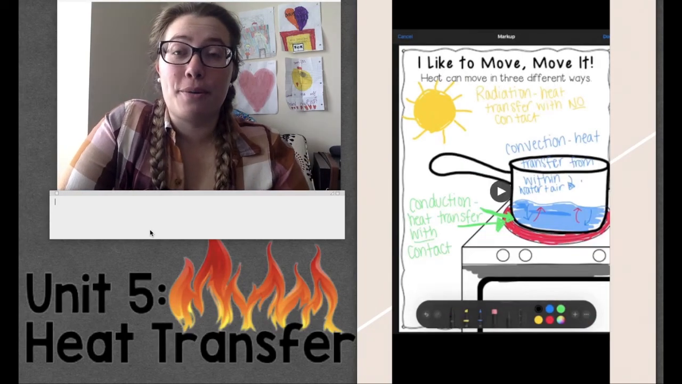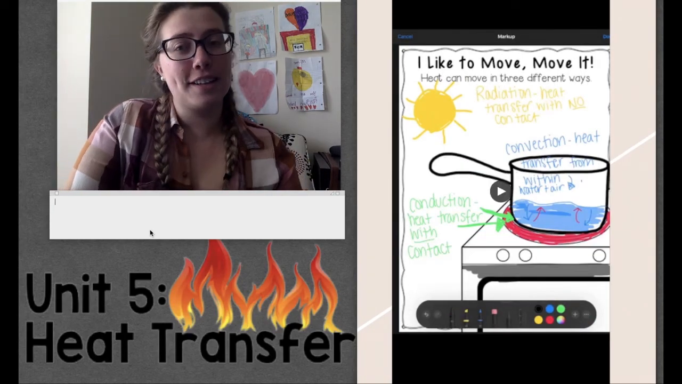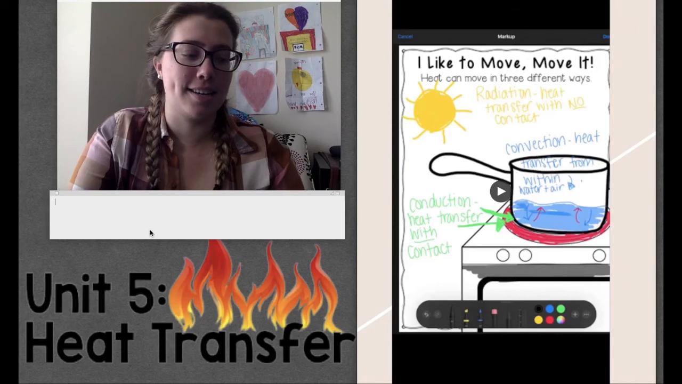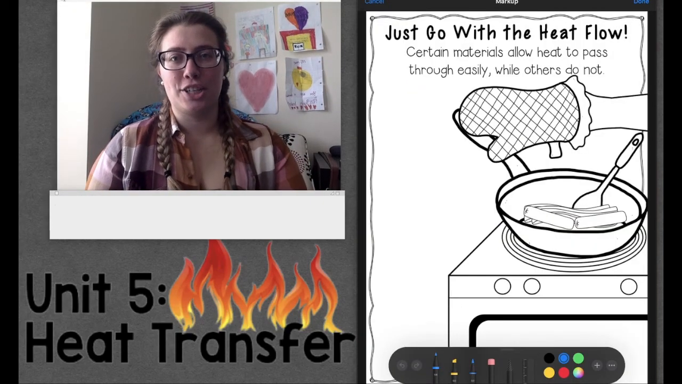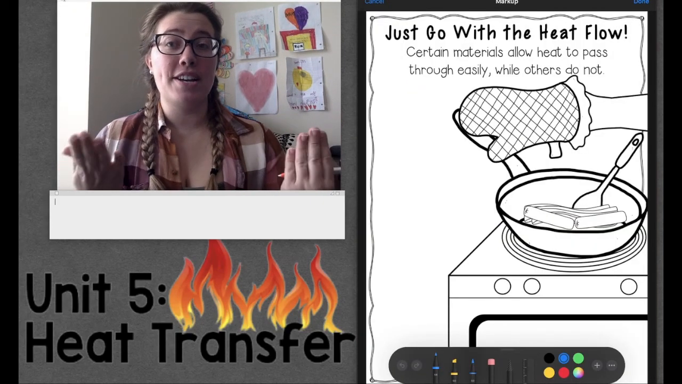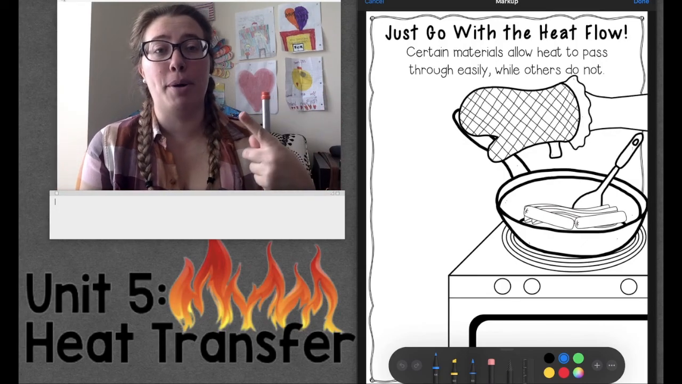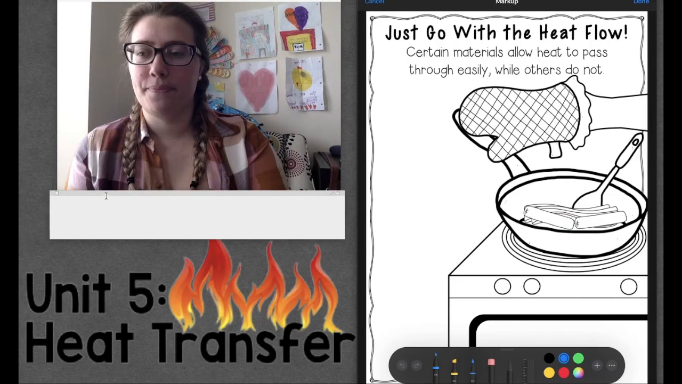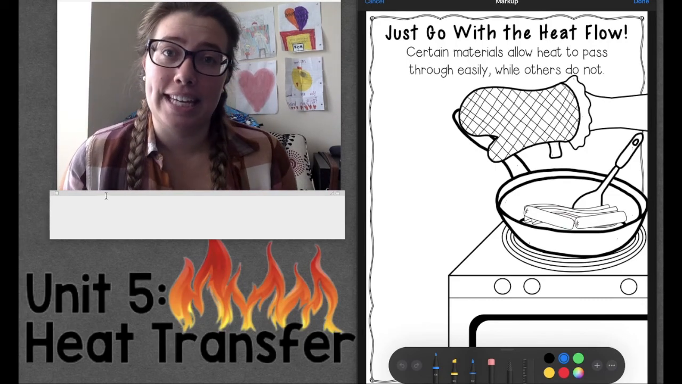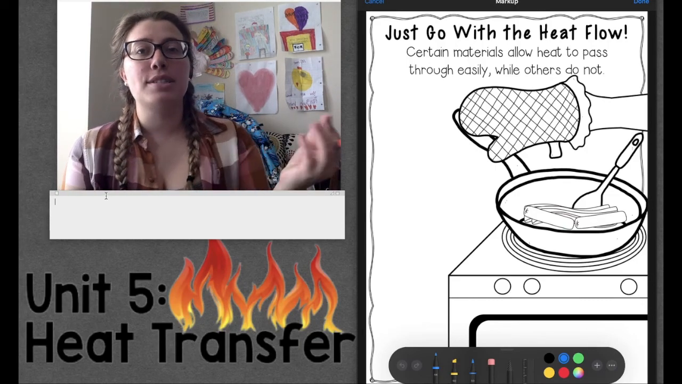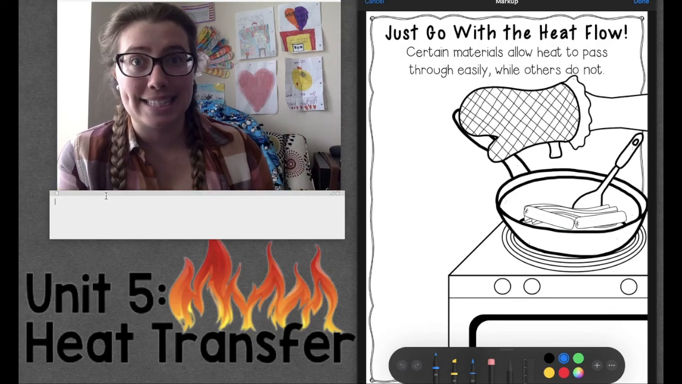Now that we've done a quick review of the ways that heat can be transferred, let's go ahead and talk about insulators and conductors. Insulators and conductors are helpers or preventers of heat transfer. In this picture, we have an example of both. Let's start with conductors. A conductor of heat is a material that allows heat to pass through very easily.